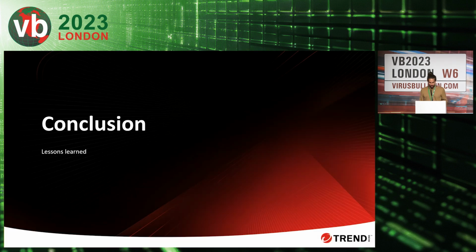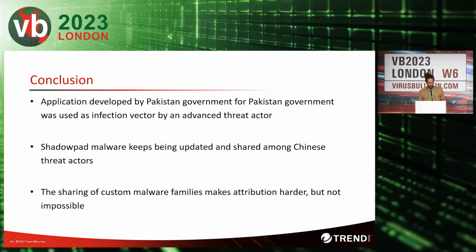So let's conclude this talk. The fact is that there is an application that is developed by the Pakistan government for the Pakistan government, and it was used as an infection vector by an advanced threat actor. We could not find exactly if it was a supply chain attack or how it was found, etc. But the fact is that it was used for targeting the Pakistan government, and it was successful.